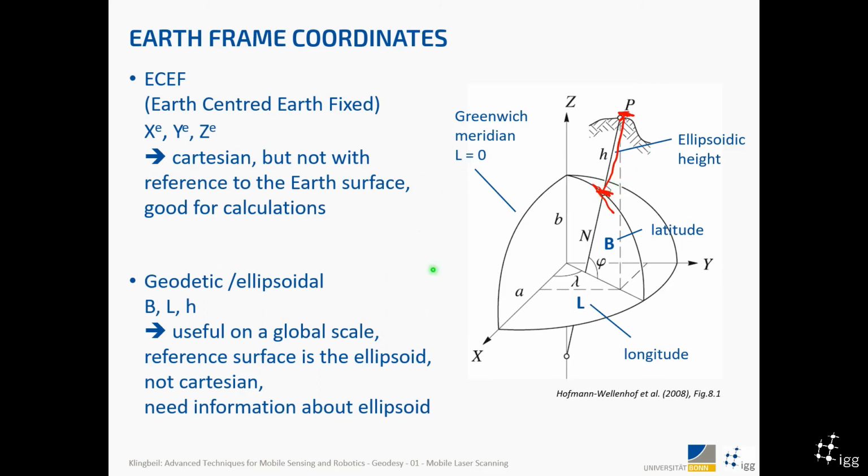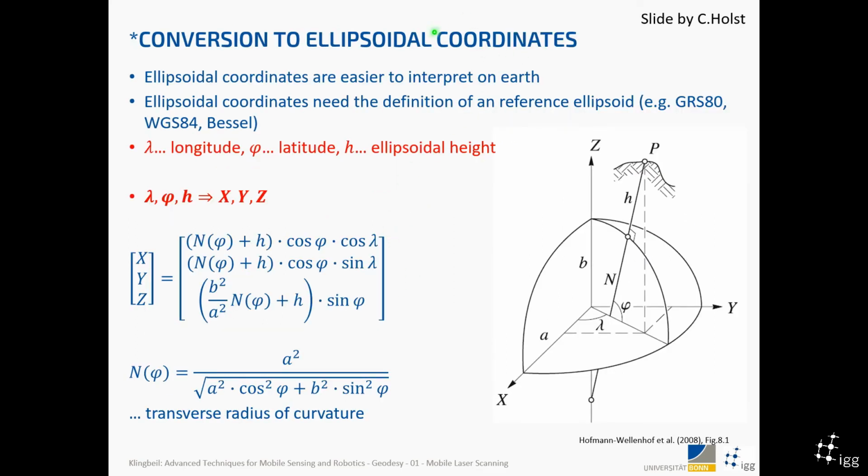So these are basically the two ways to define Earth frame coordinates, and this is just a repetition of what was given in the coordinate systems lecture by Christoph Holst. And I put a star here, which means don't try to remember the details of that slide. It's just important to know the general idea, right? So ellipsoidal coordinates are easier to interpret on Earth, right? This is what I said before. But the ellipsoidal coordinates need the definition of the ellipsoid. So a different ellipsoid means the coordinates are different, right? You can see that in the equations.